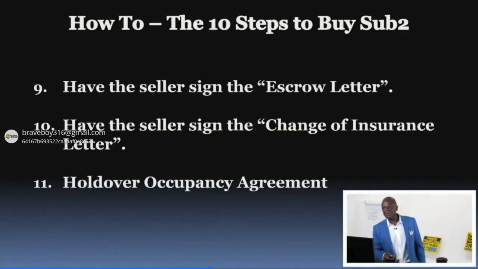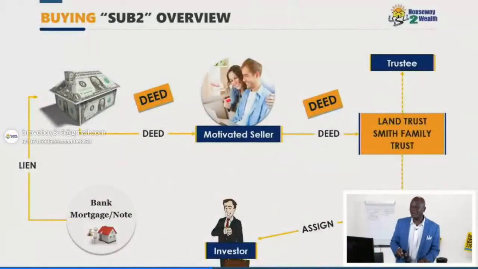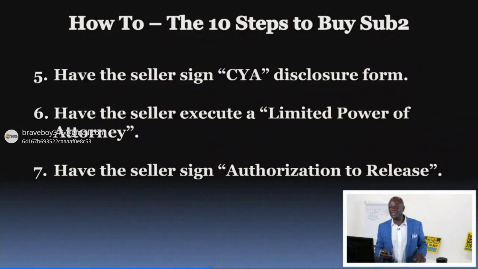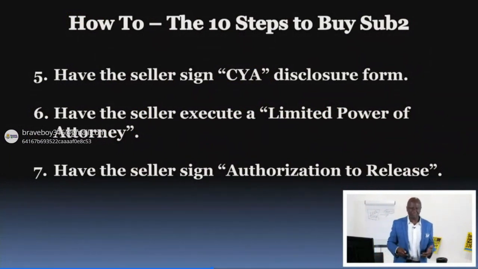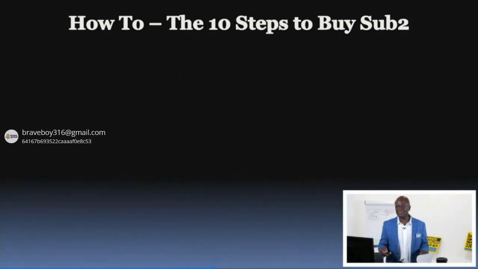All right. So these are all the steps, guys. They're going to sign the escrow letter. Let's go back. All right. So we had the seller. Additionally, they're going to cover your behind disclosure form. They're going to execute a limited power of attorney. They're going to also sign a third-party authorization to release information so that you have the ability to contact the bank. We're going to look at all these documents, guys, so don't get all beside yourself.